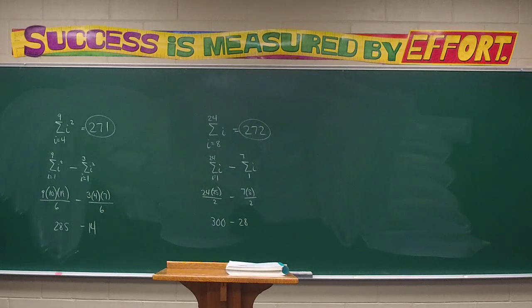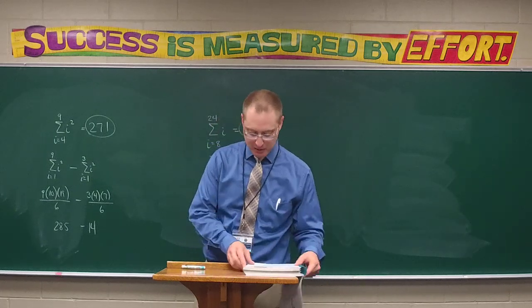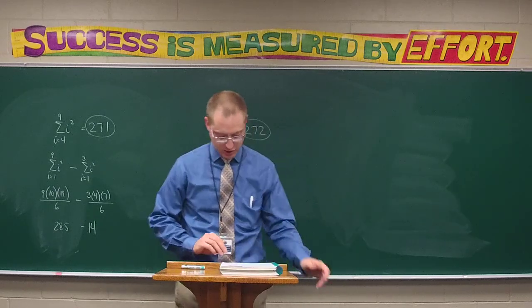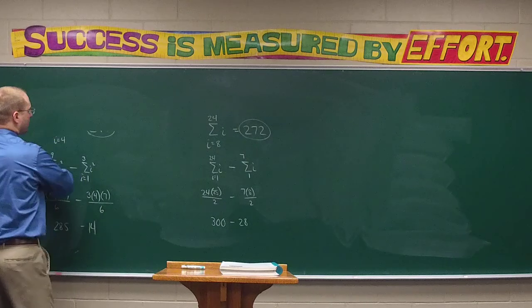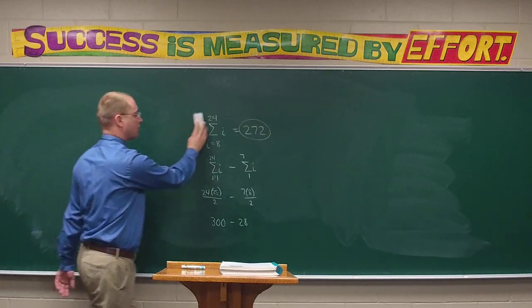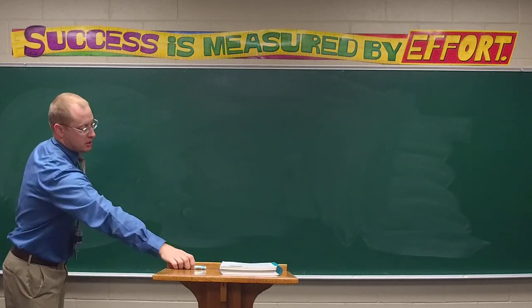All right, turn over to page 473 now. Page 473. At the bottom of the page, I want you to do numbers 9 to 14. The very bottom of the page, do numbers 9 through 14. Page 473, bottom of the page, 9 to 14.